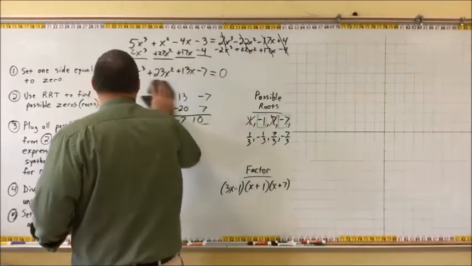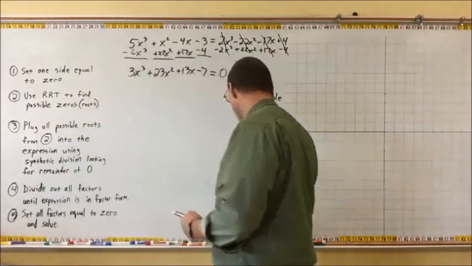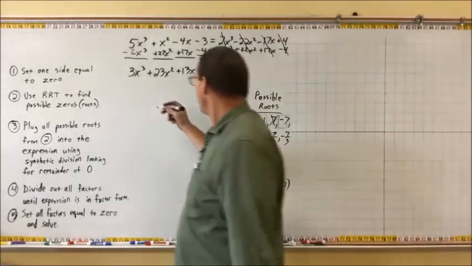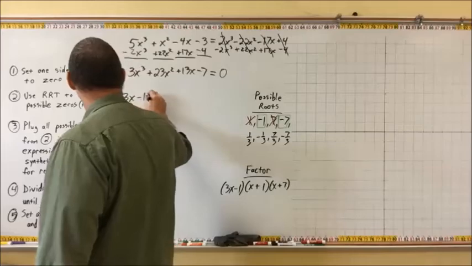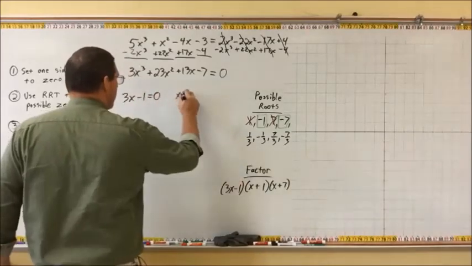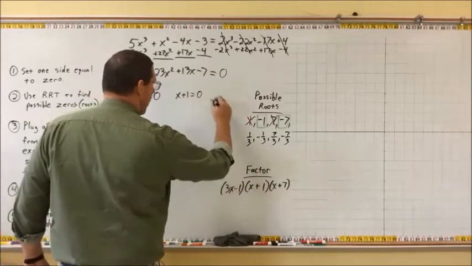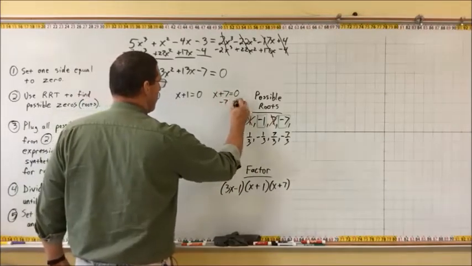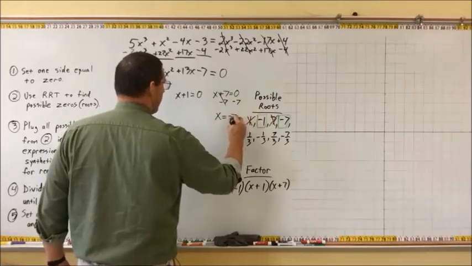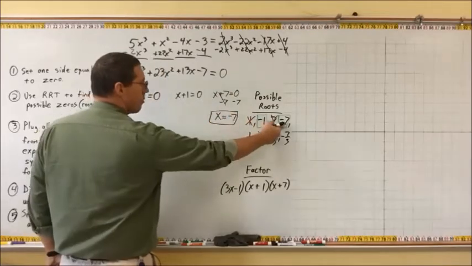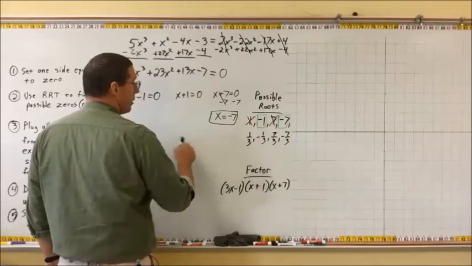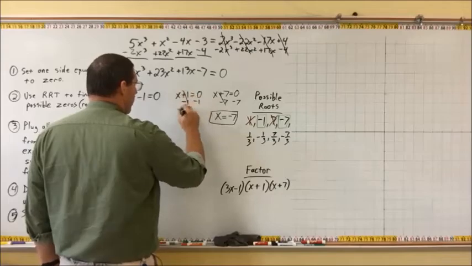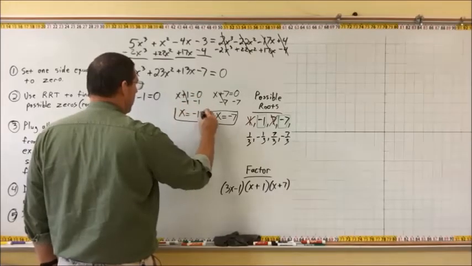The last thing we're going to do now is set each one of the factors equal to 0 and solve. So we're going to do 3x minus 1 equals 0, x plus 1 equals 0, and x plus 7 equals 0. Here, subtract 7 from both sides, and we get x equals negative 7, which, by the way, we already knew because, look, negative 7, negative 7. Can you guess what this one's going to be? Yep. Subtract 1, x equals negative 1.